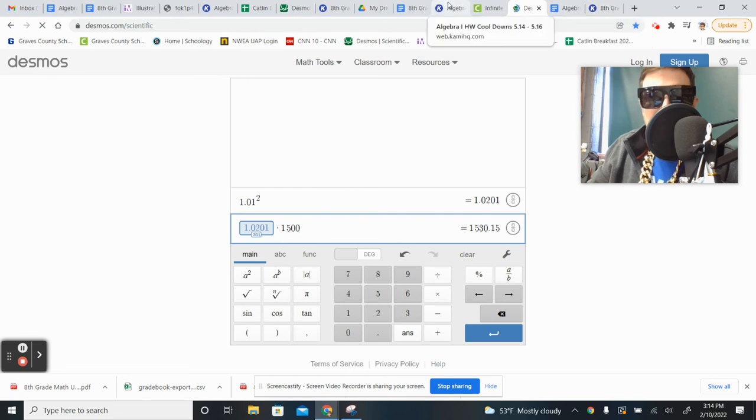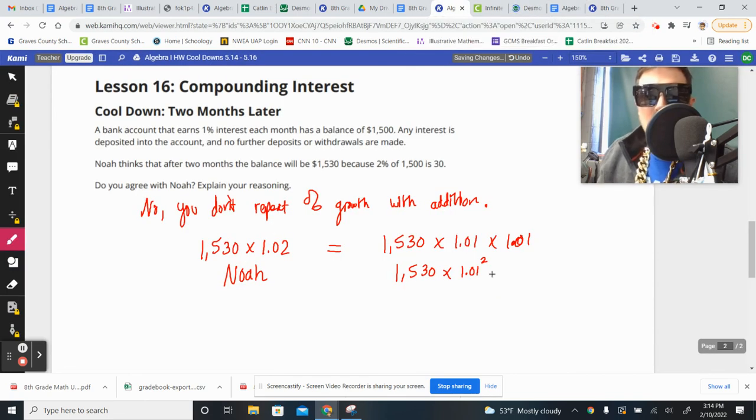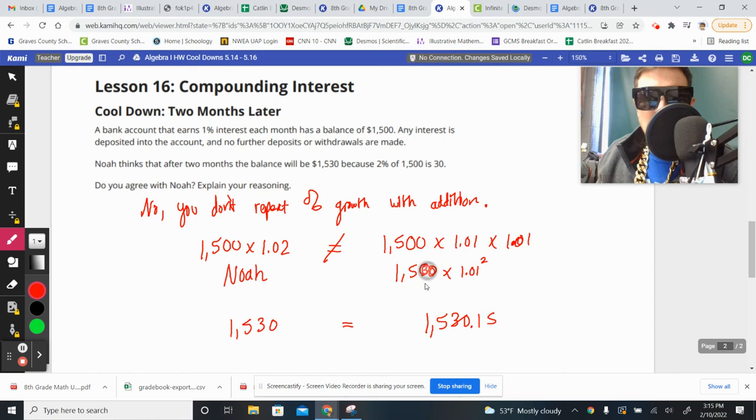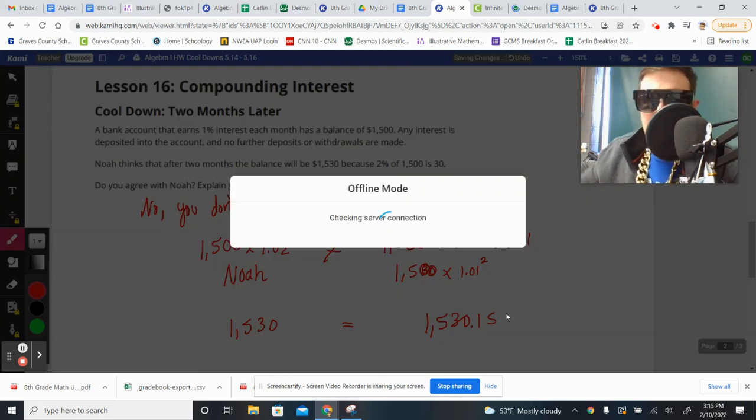So let's go back to our cooldowns and let's talk about that. So whenever I do this, I get $1,530.15. That's not equal to what Noah did, which would have been $1,530. And I think I messed up on that, guys. I should go back. Sorry. Let me fix my mistake. I was just trying to be too cool. Erase that and then put on double zeros there. We started with $1,500, right? Not 1,530. I was going to the end amount first. But we can see that those don't equal the same thing.